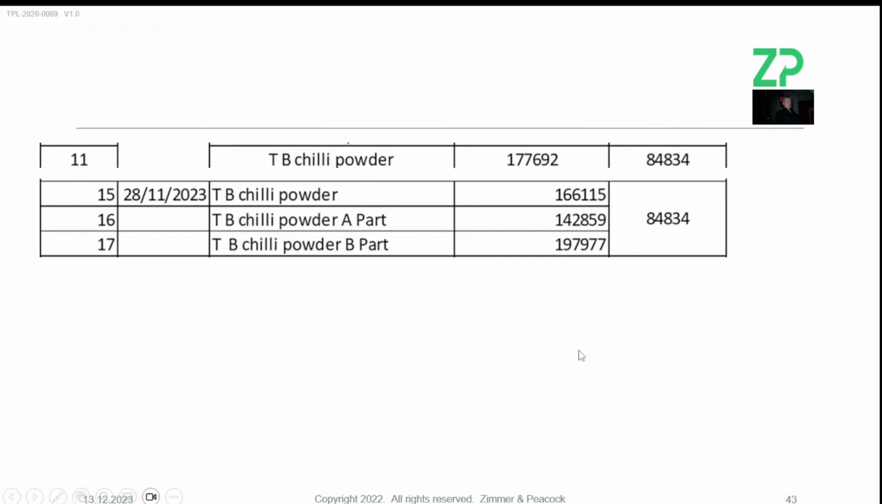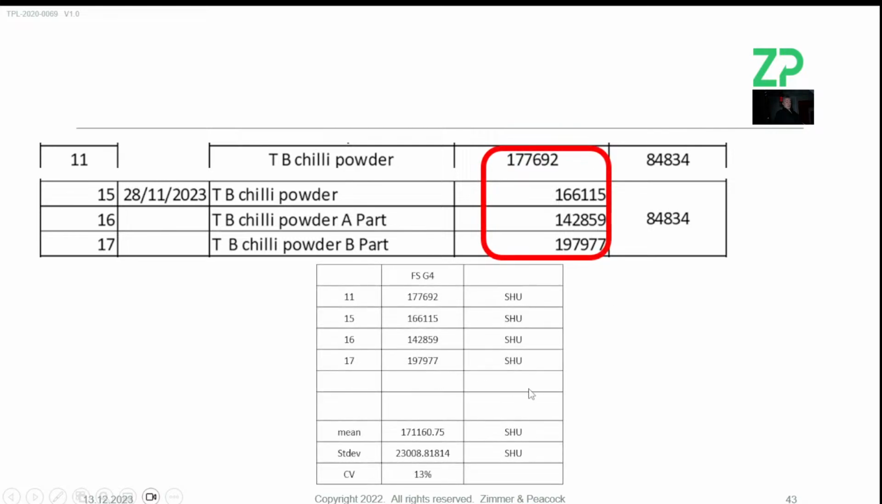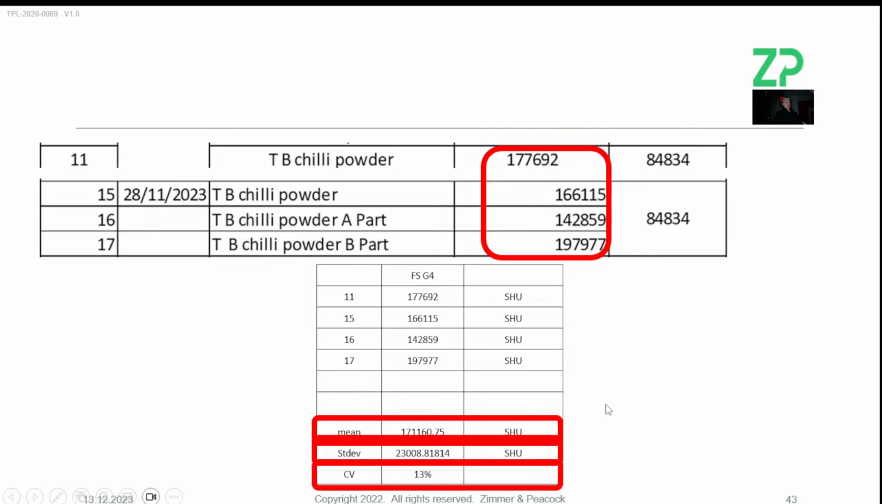Let's look at the TB results. So the TB results are actually really interesting because, again, I don't really have enough data. I'm only using the names, but you've got TB, TB, TB. So I got 177,000, 166,000, 142,000, 197,000. If I do the statistics on that, just the mean, the standard deviation, and then the coefficient of variance, which is just standard deviation divided by mean, and turn it into a percentage, it's 13%. It's really close to what you actually had on those, I think it was S samples earlier on, of 18%.